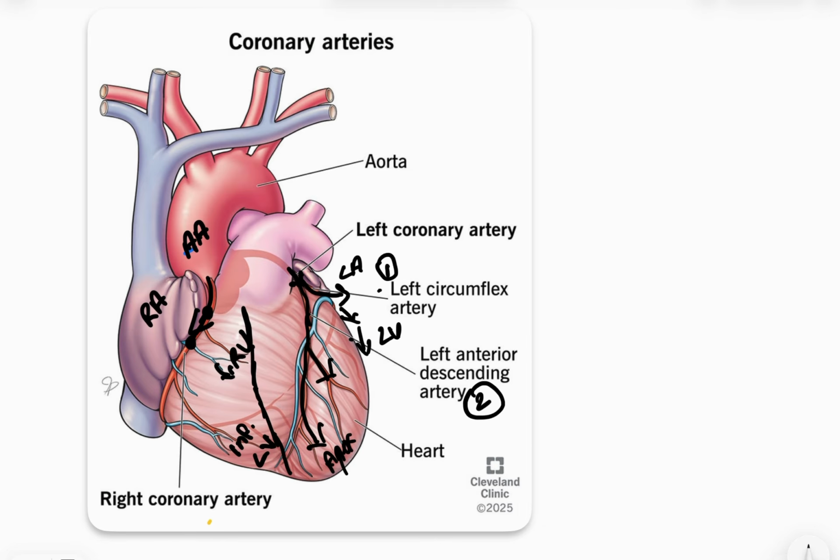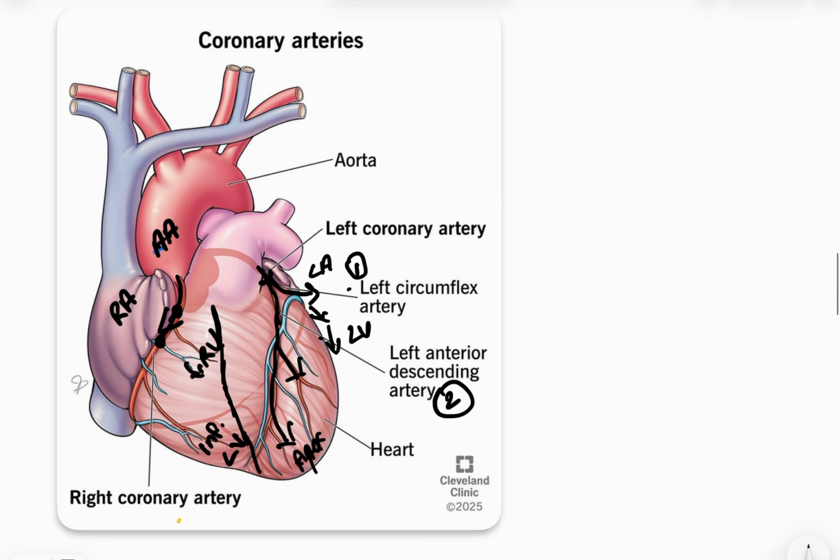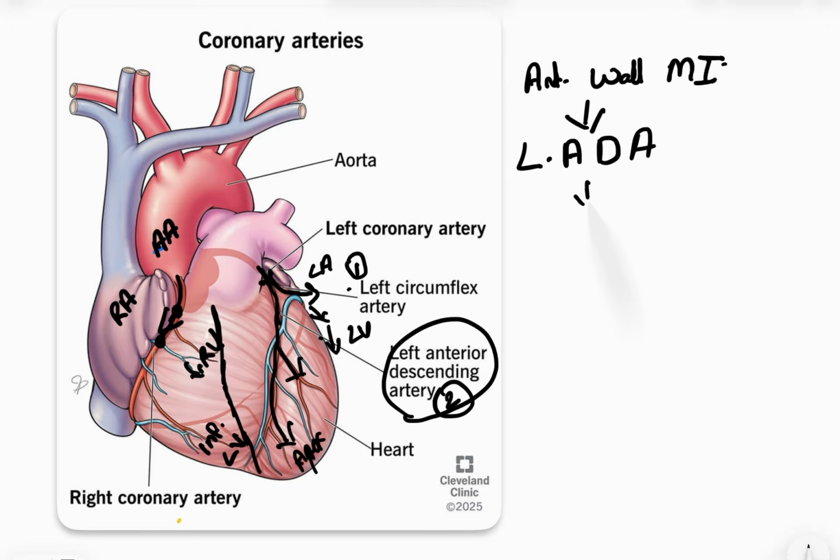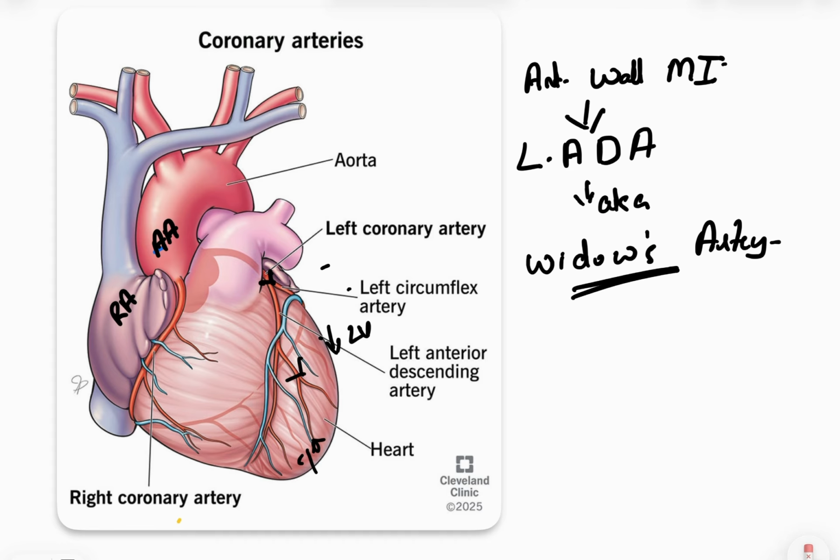The most common type of myocardial infarction seen in patients is anterior wall myocardial infarction, or anterior wall MI. The artery responsible for anterior wall MI is the left anterior descending artery. It is also known as the widow's artery because most people die of myocardial infarction happening to the anterior wall. So did you get an idea about the coronary arteries, where they supply, and their pathological importance?